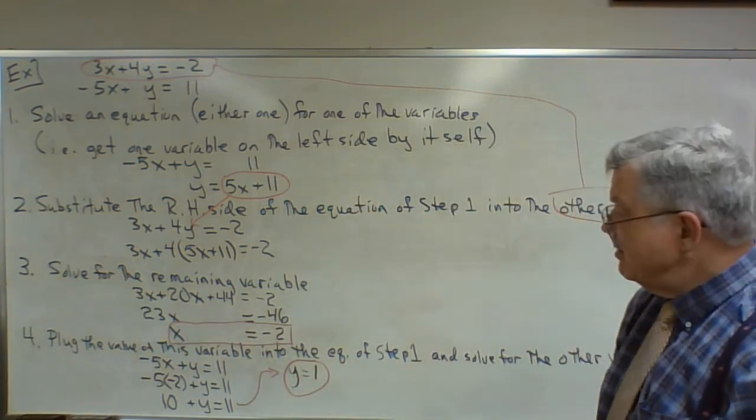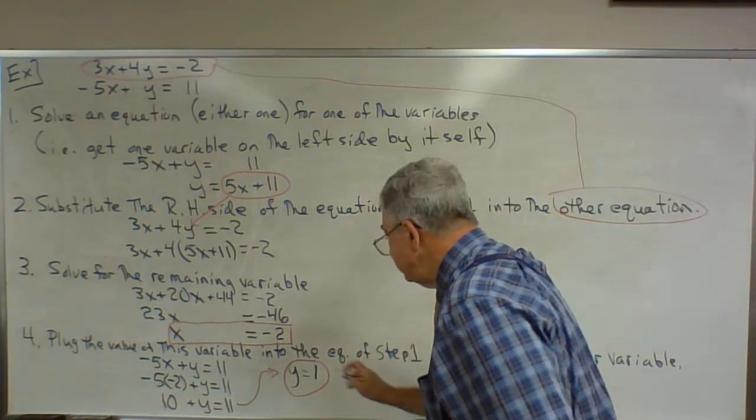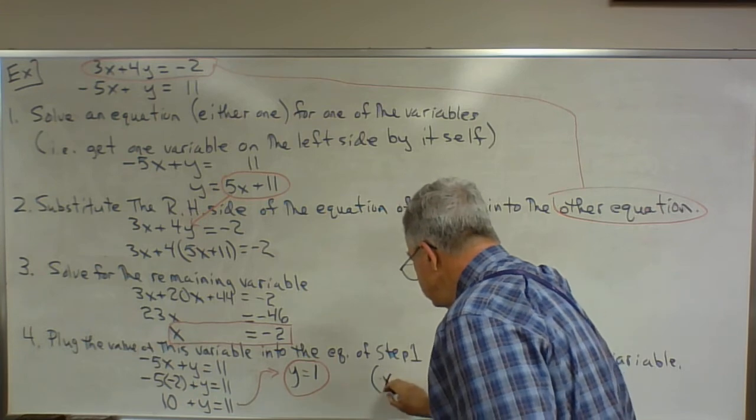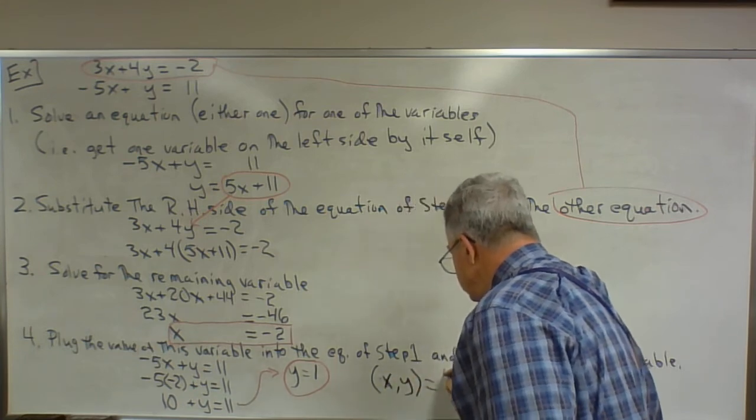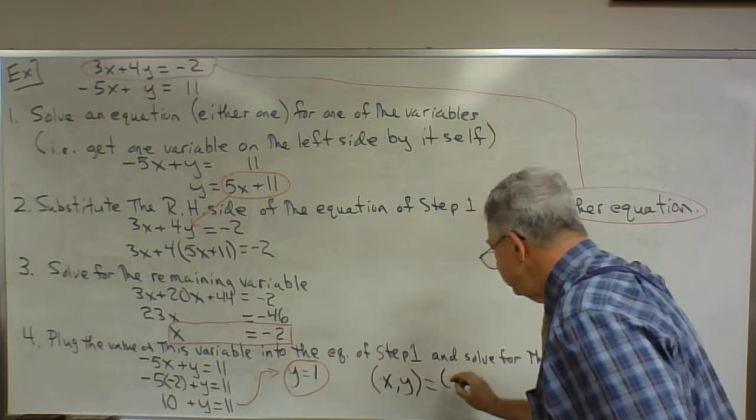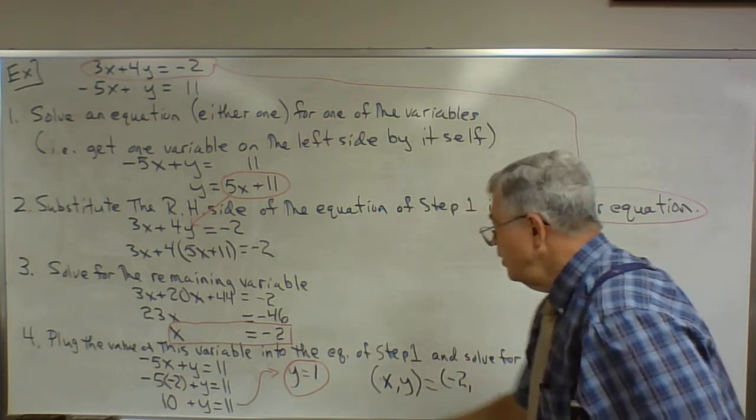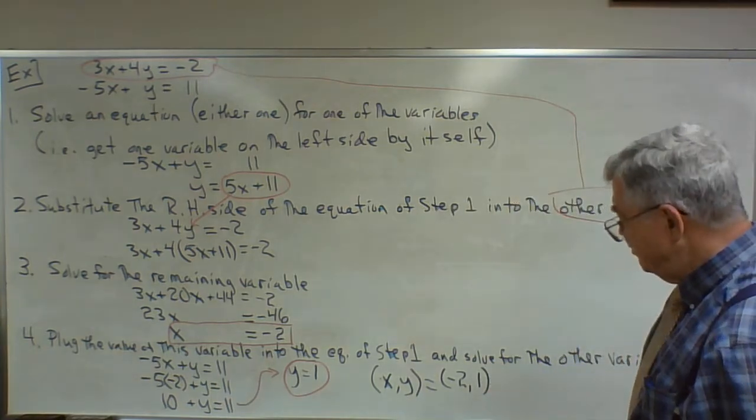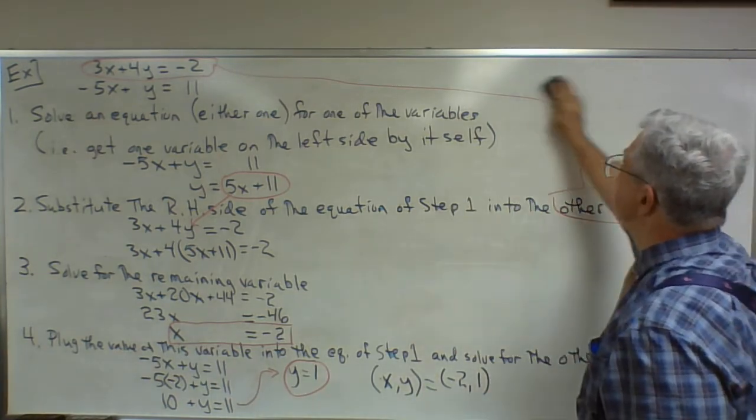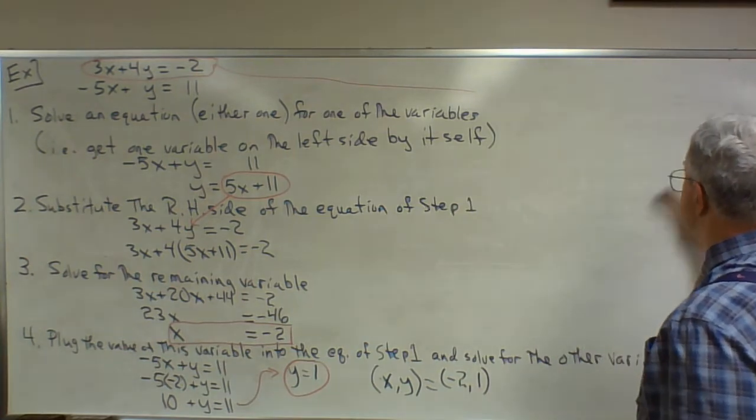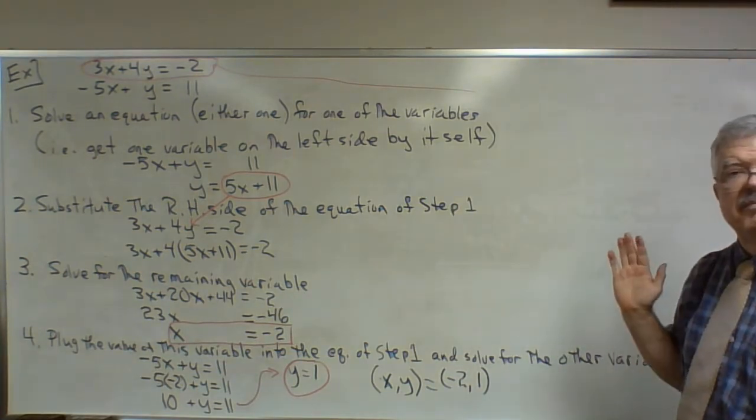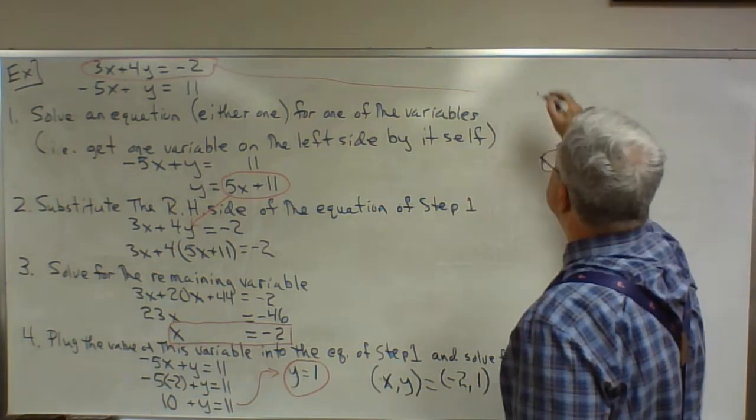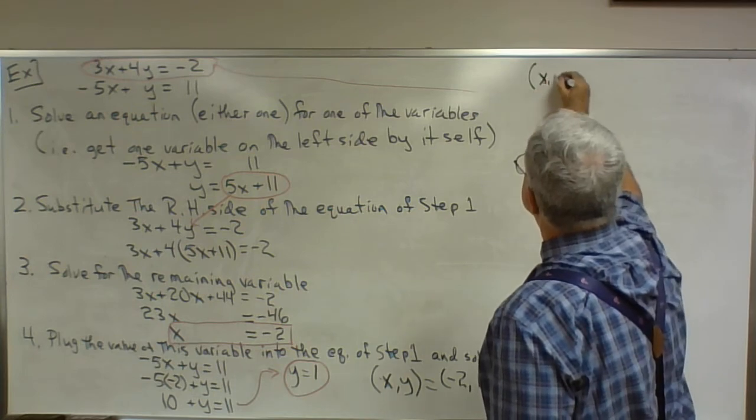And tentatively, my solution is x equal negative 2. Y equal 1. That's my tentative solution. But before I declare that I have a solution, I'm going to check. Here's what I think my solution is.